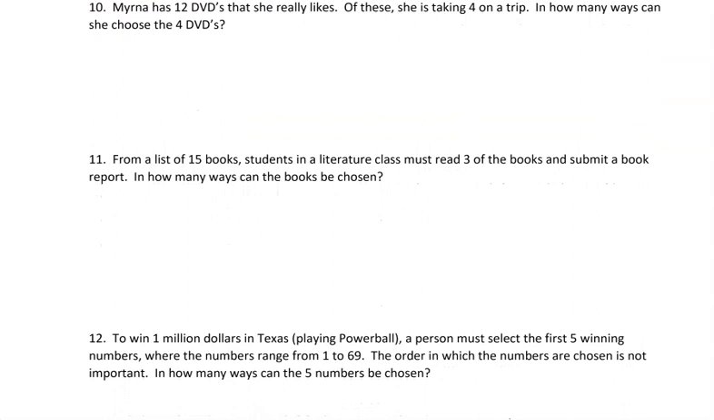All right, so let's look at number 10. Myrna has 12 DVDs that she really likes. Of these, she is taking 4 on a trip. In how many ways can she choose the 4 DVDs? So the key here is she's taking 4 of them on a trip. It doesn't matter which one she packs first or second. She's going to take all 4.